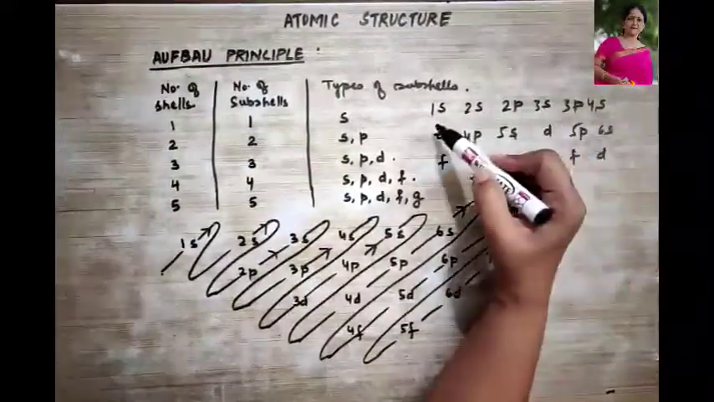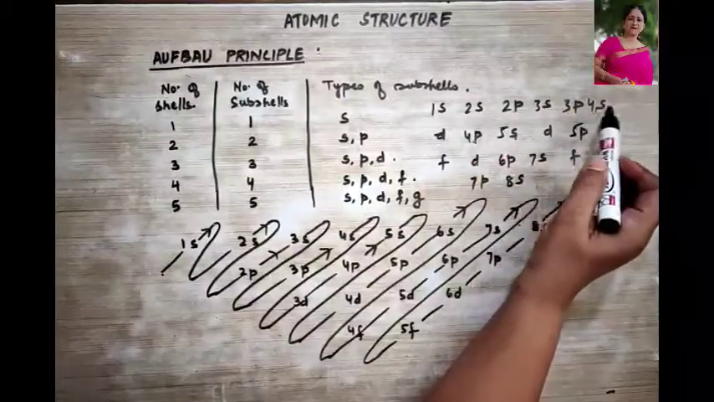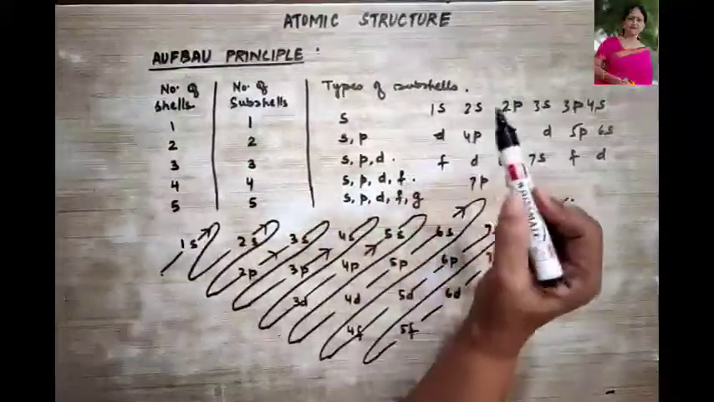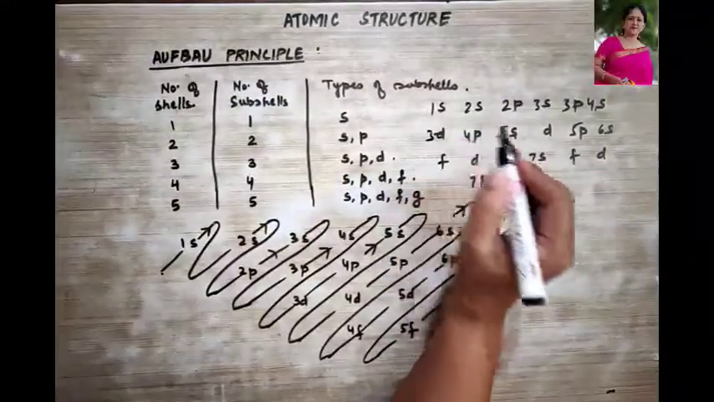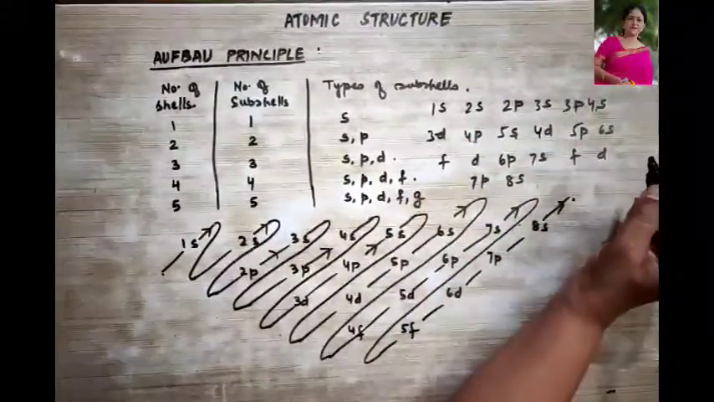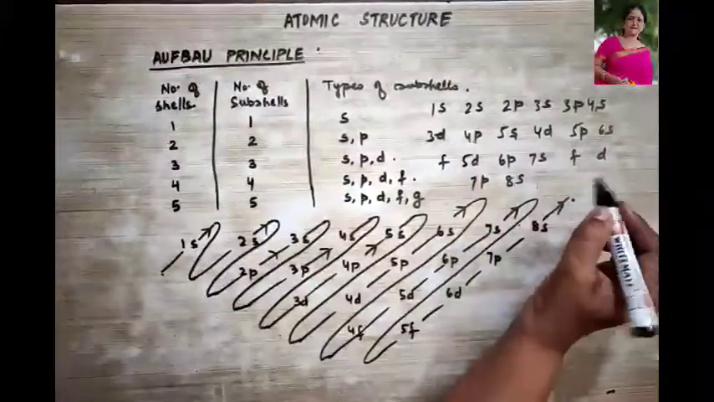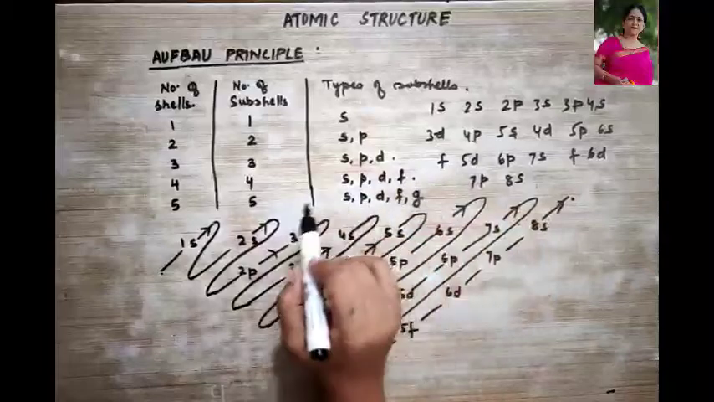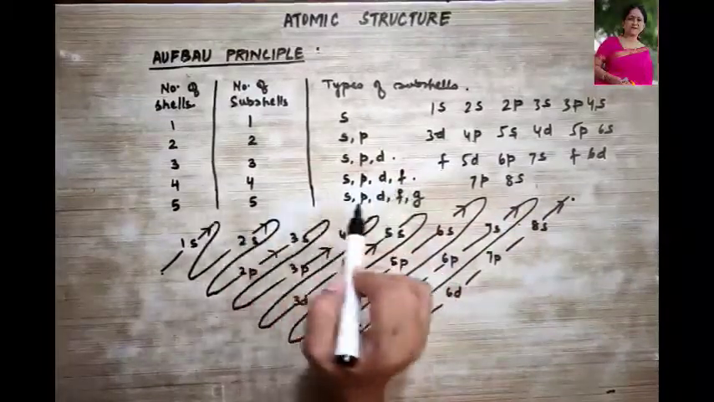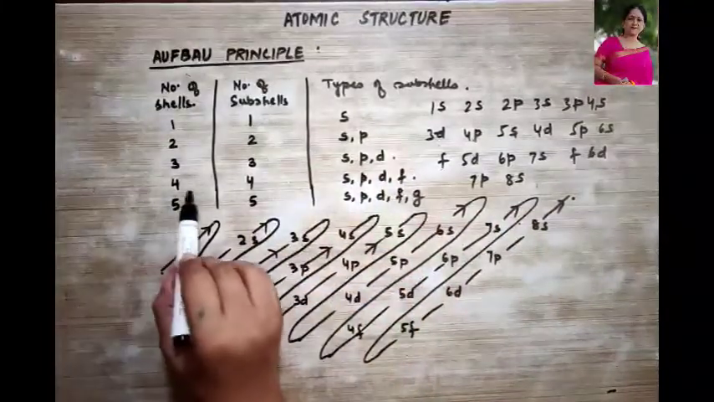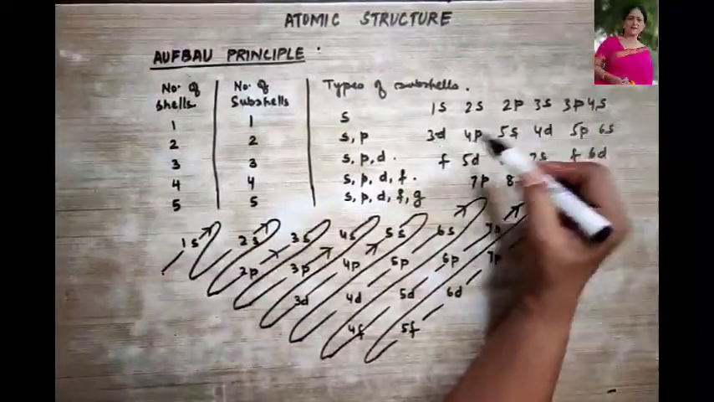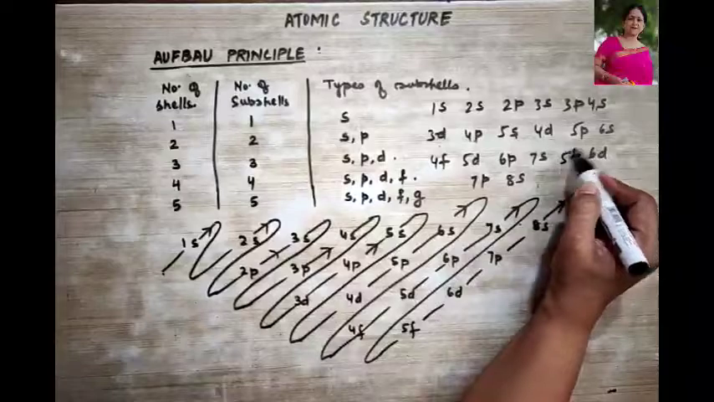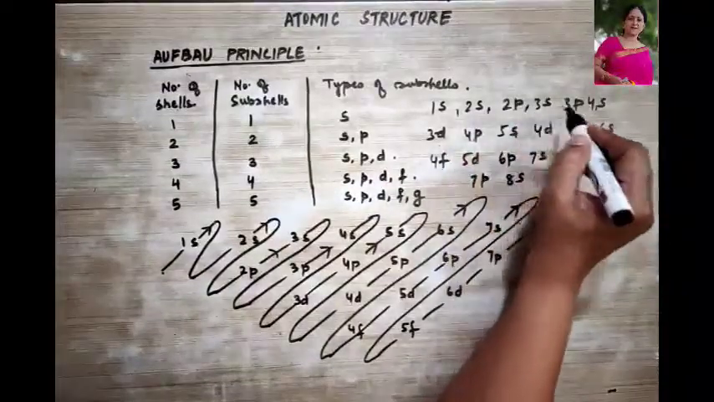We have filled up S, and we have filled up P. Now let's go to D. D starts from 3. So let's start: 3D, 4D, 5D, 6D. Now we finished with the D. Now let's start with the F. F starts from 4. So 4F, 5F. Now I put a comma here.